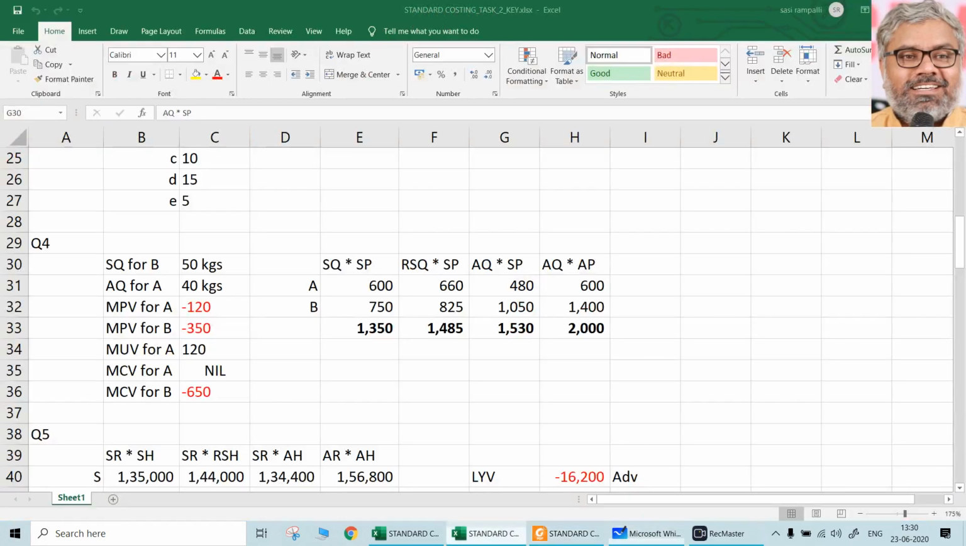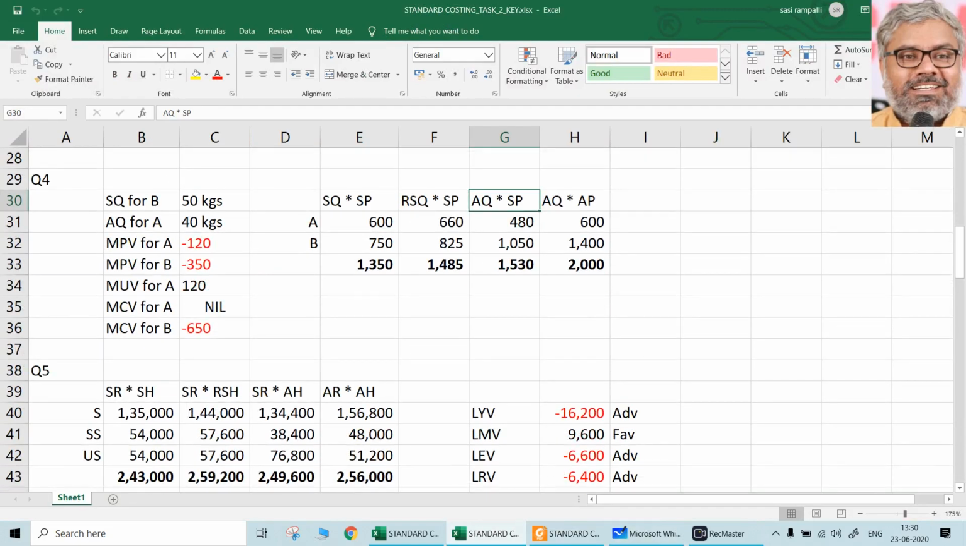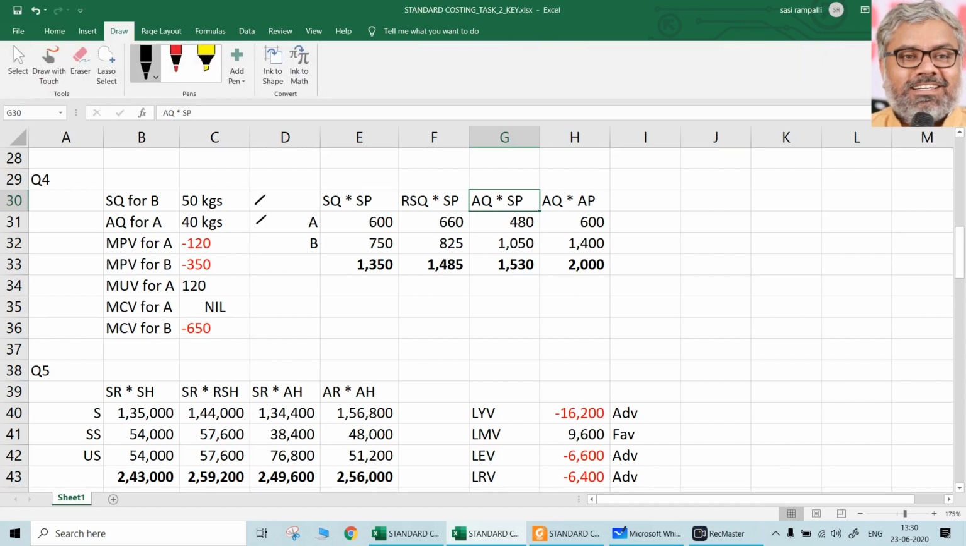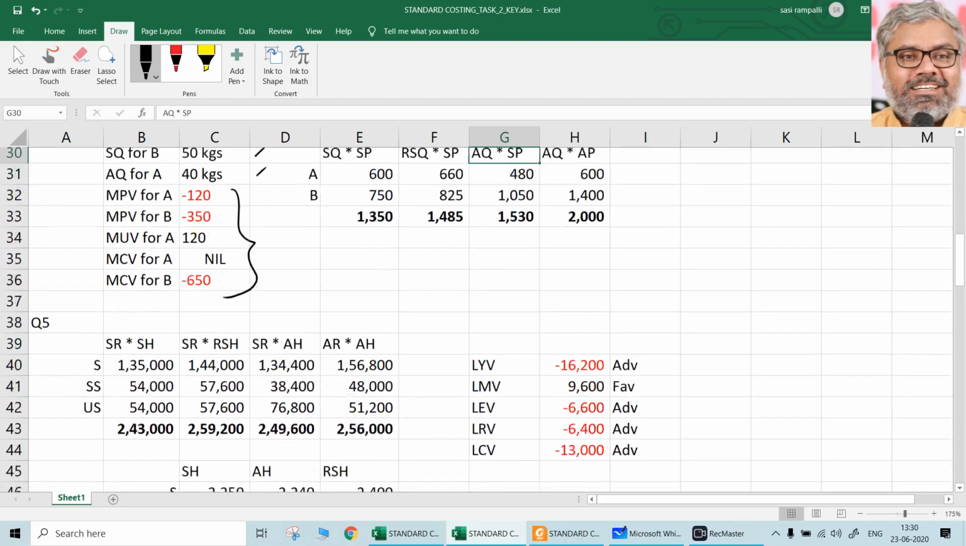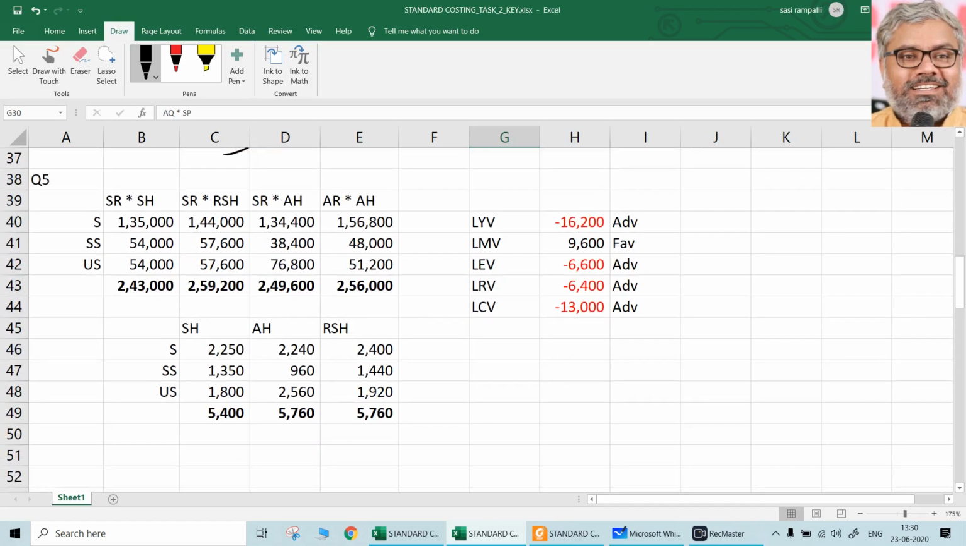So that's what is question number 4. And that is how we got this standard quantity of B and actual quantity of A. Once we have this, finding out the variances is again a straightforward job. So you do that one. That is question number 4.